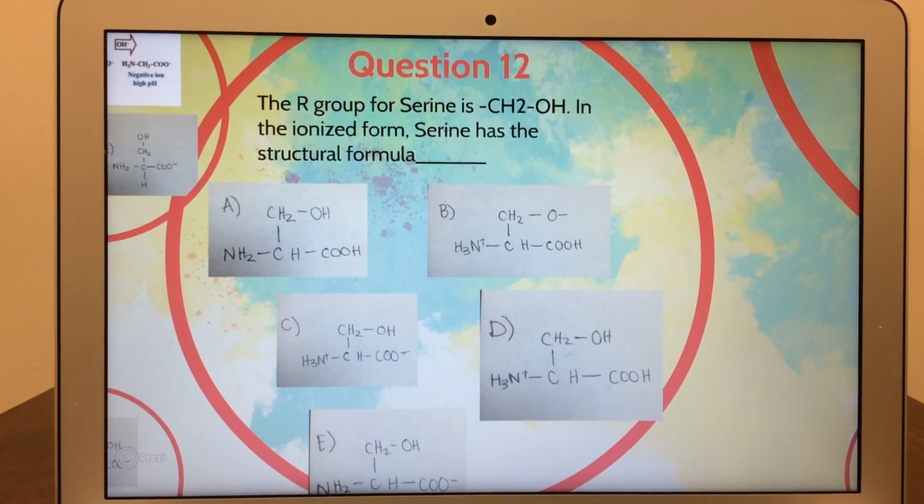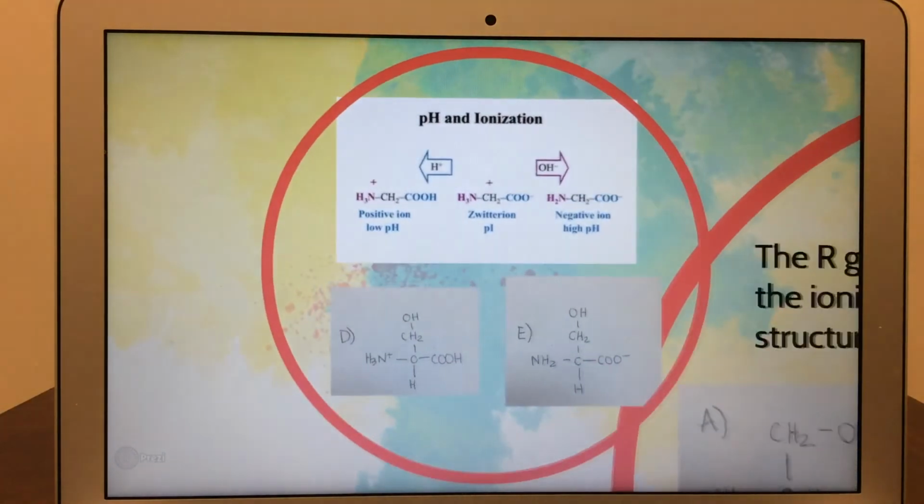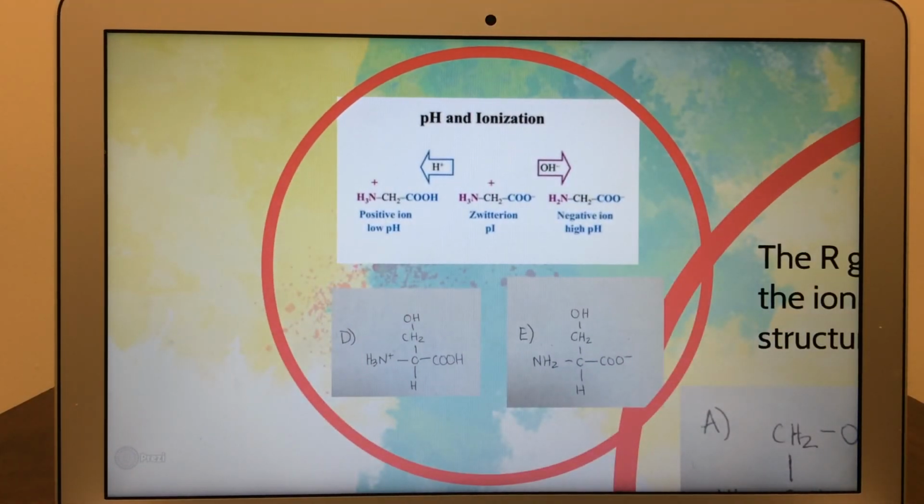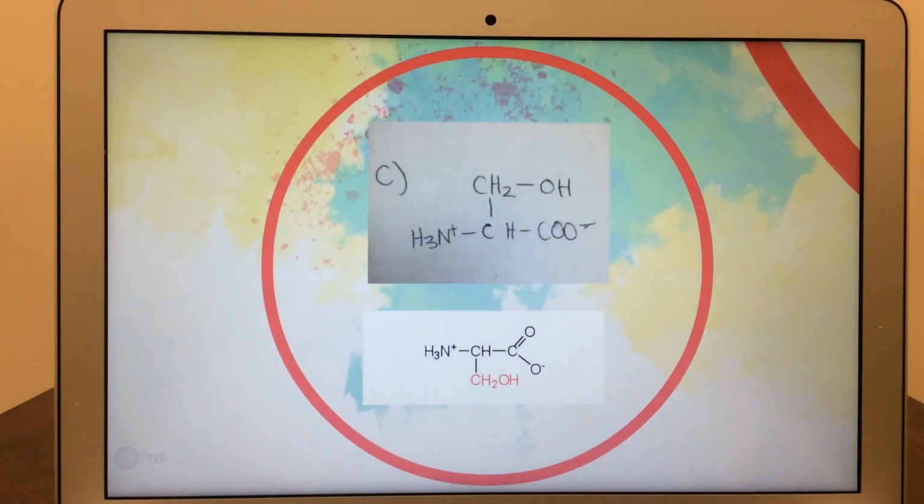For B, it shows the change in the side chain. The ionized and non-ionized form of an amino acid is based on its carboxyl and ammonium group at its backbone, and not its side chain R. If for any reason the side chain changes, the amino acid would be different and not a form of the original amino acid. This means B is not correct either. D is a positive ion at low pH, and E is a negative ion at high pH. So the correct answer is C.